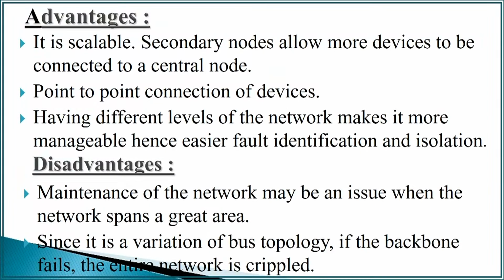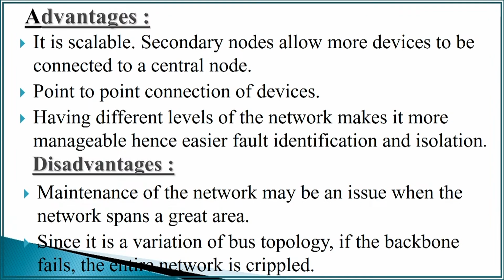Advantages of tree topology: it is scalable. We can connect systems to a hub, and if the capacity of one hub reaches its highest point, we can add systems to another hub. And there are point-to-point connections of devices. Having different levels of the network makes it more manageable and hence easier for detection and isolation.